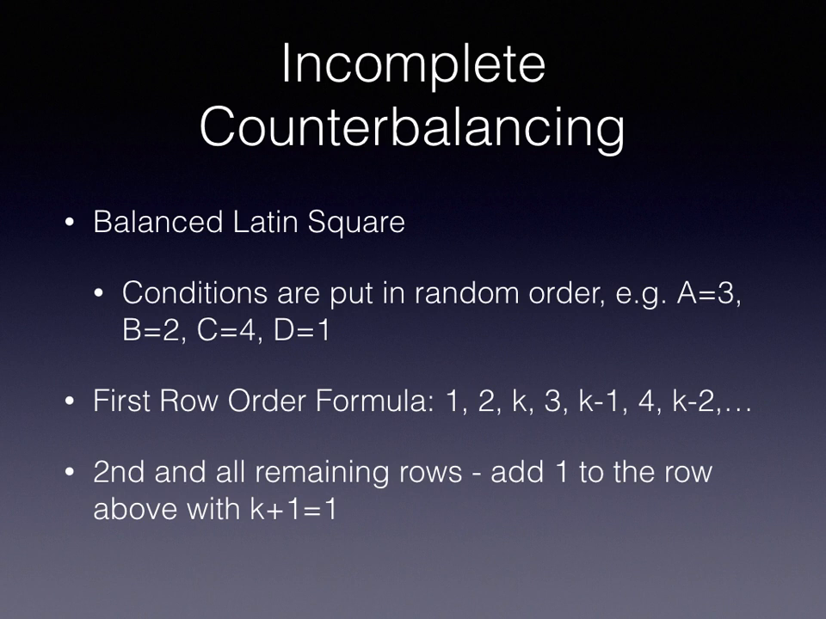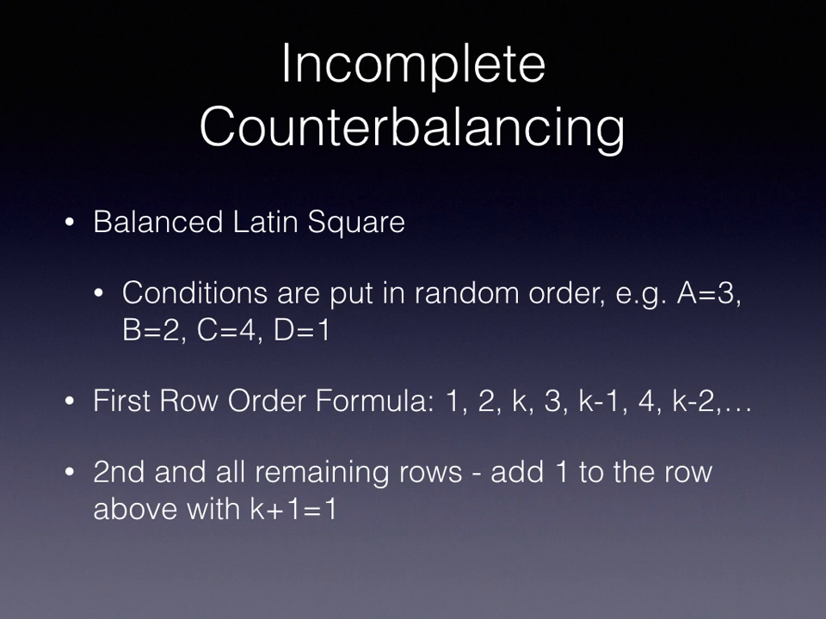So how do you create the first row for 4 conditions? Well, let's follow the formula. k equals 4, so it'd be 1, 2, 4, then 3, and you stop, because that first row is only as long as the number of conditions that you have.